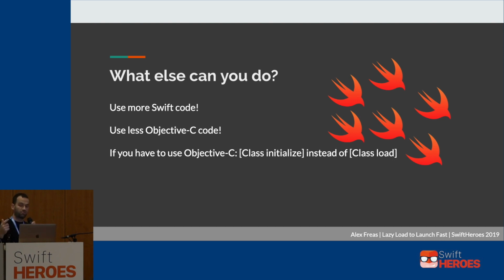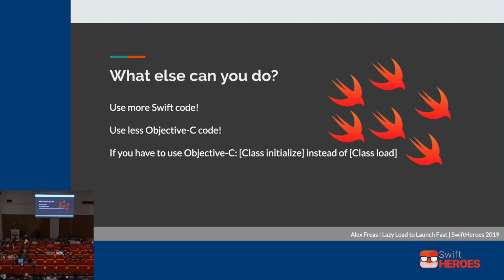So to improve your pre-main time, what else can you do? You can use more Swift code and less Objective-C code. One advantage of using Swift over Objective-C is that Swift modules are optimized to be loaded with dyld. As far as I can tell, a lot more effort has gone into getting Swift code into your app executable and executed than Objective-C, and this is true with both frameworks and static libraries.